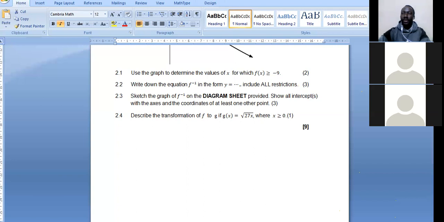So just a minute. Let me first connect. My battery is getting really low.